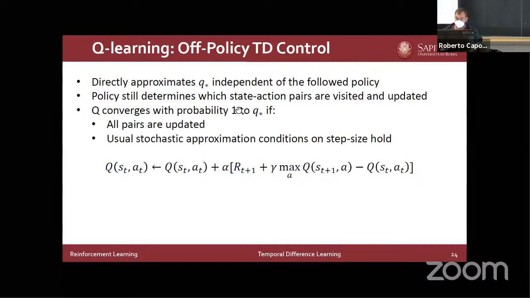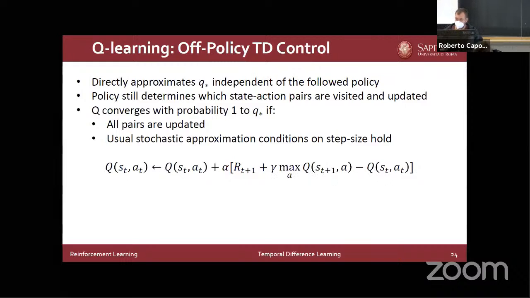This is why Q-learning is off policy. So in Q-learning, the policy still determines in practice what are the state and action pairs that are visited and updated. And the update rule is the following. The new prediction becomes the old prediction plus alpha that multiplies the reward plus gamma that is multiplied by the maximum Q. So you select the maximum Q over the actions, and on that you compute your error.